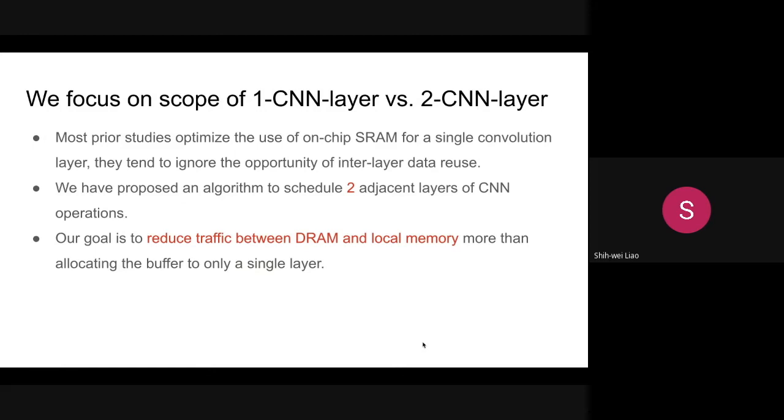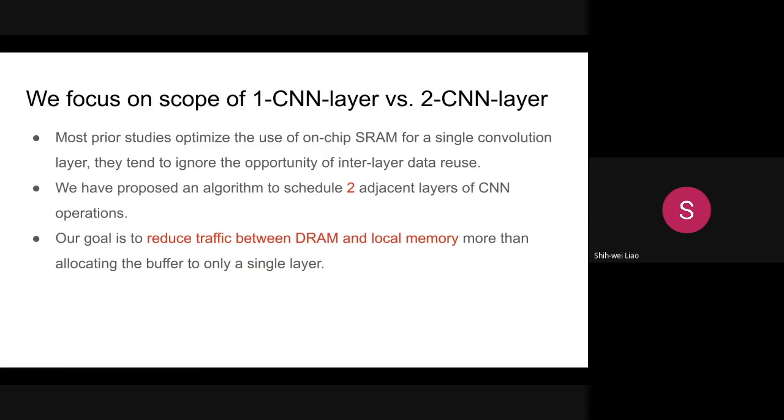Here we focus on the scope of 1 CNN layer versus 2 CNN layers. In our example, we use ResNet. For example, ResNet 34 usually has 2 adjacent layers with the same channel size, or same number of filters. It's called M in our notation. So doing 2 adjacent layers makes sense because, like I said, you usually have 2 adjacent layers with the same number of channels. For example, in this 7x7 by 512 case in the ResNet, the number of channels is 512, right? And the inputs, the so-called OX and OY, are 7x7.